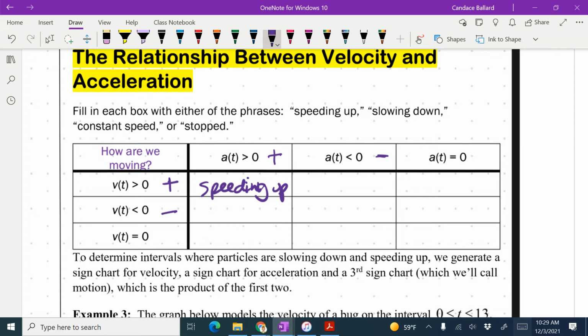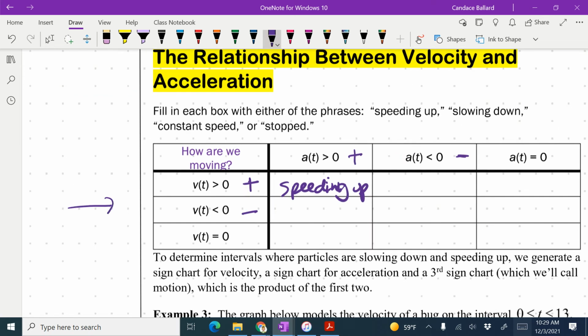All right. If we're going in the positive direction for the velocity, but our acceleration is negative, that means that the wind is going to push us that way, right? Remember we were talking about that yesterday. What's going to happen to me if I try to walk into the wind? What's going to happen to my speed? Is it going to increase or decrease? It's going to decrease. That means I'm going to slow down, right? So this would be slow down.